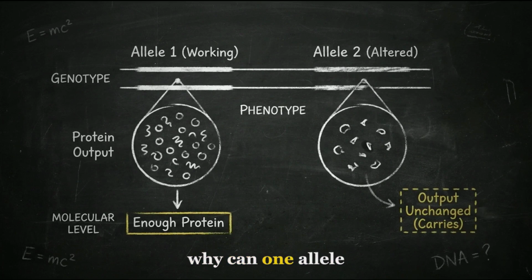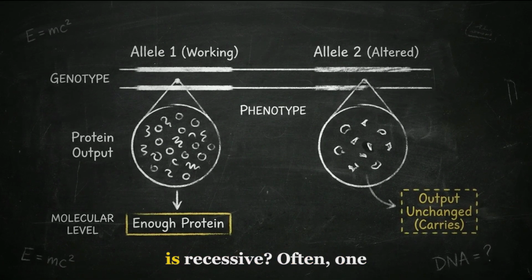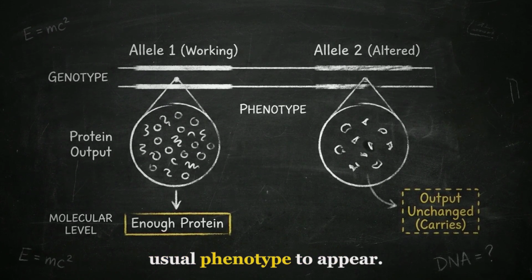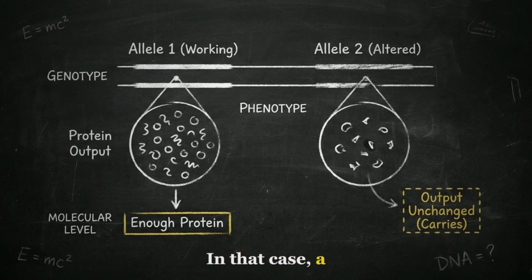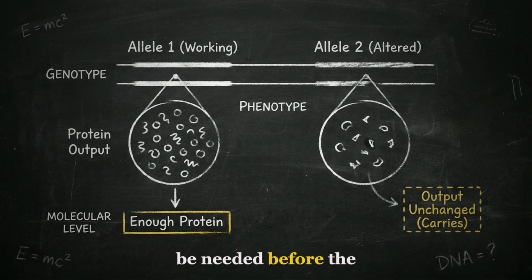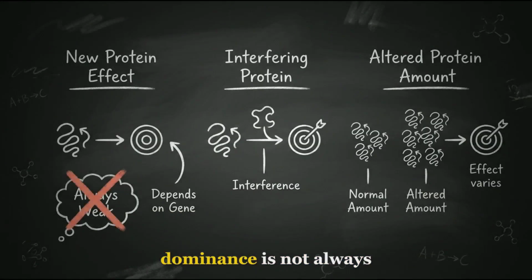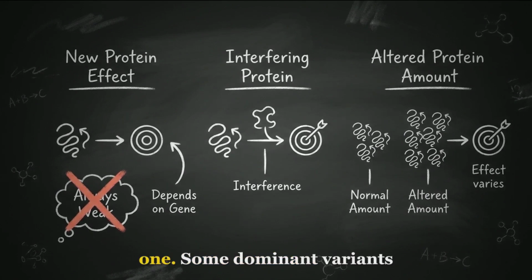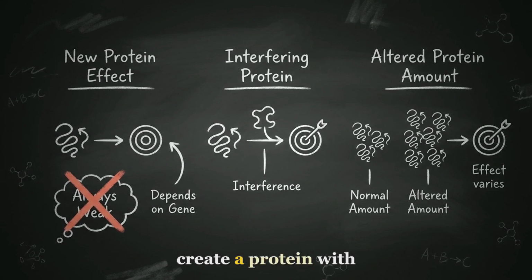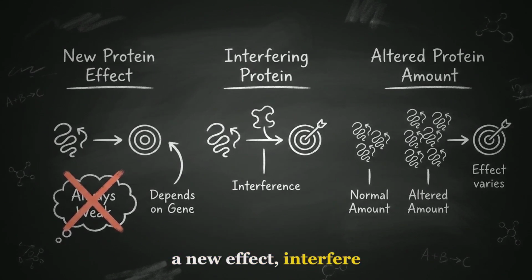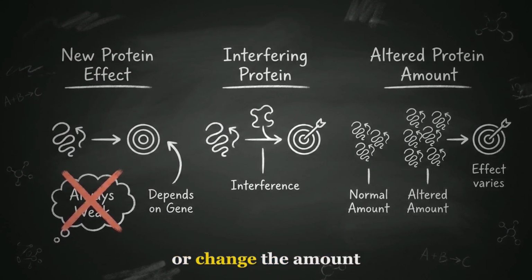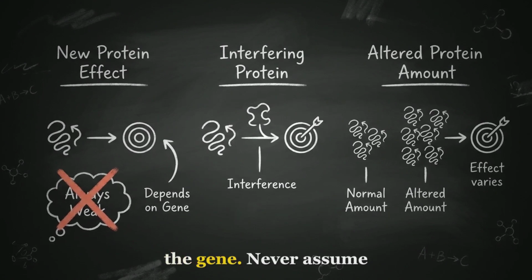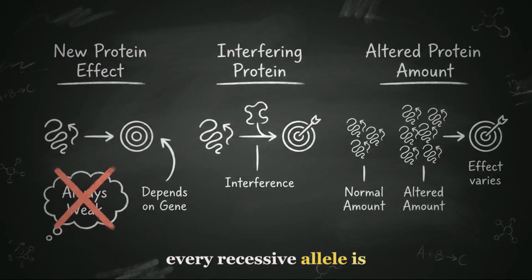So why can one allele be dominant while another is recessive? Often one working allele produces enough functional protein for the usual phenotype to appear. In that case, a second altered allele may be needed before the phenotype changes noticeably. But dominance is not always about a working allele covering up a broken one. Some dominant variants create a protein with a new effect, interfere with the other protein, or change the amount of protein produced. The molecular explanation depends on the gene. Never assume every recessive allele is simply weak.